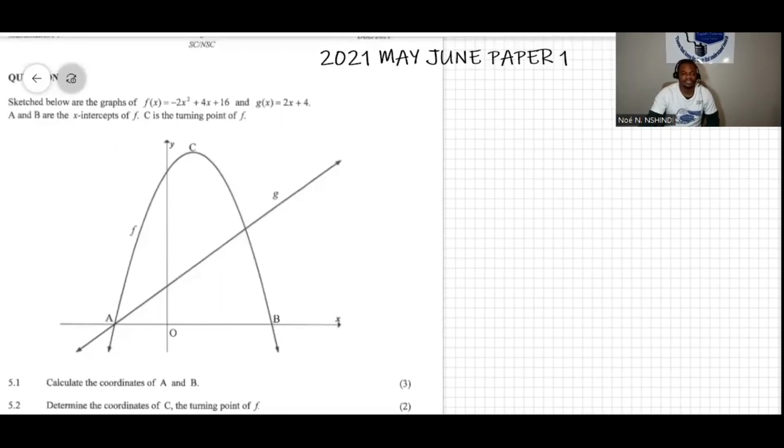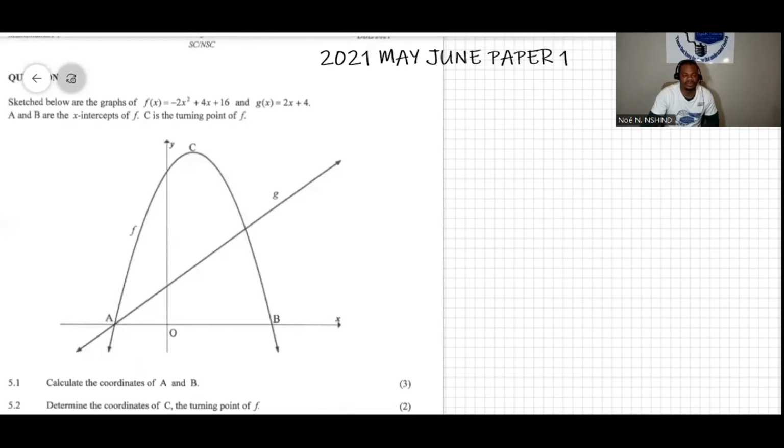Well, we have another question here, question 5. The question says that sketched below are the graphs of f of x equal to negative 2x squared plus 4x plus 16 and g of x equal to 2x plus 4. A and B are the x-intercepts of f. C is the turning point of f. Now, question 5.1 says calculate the coordinates of A and B.